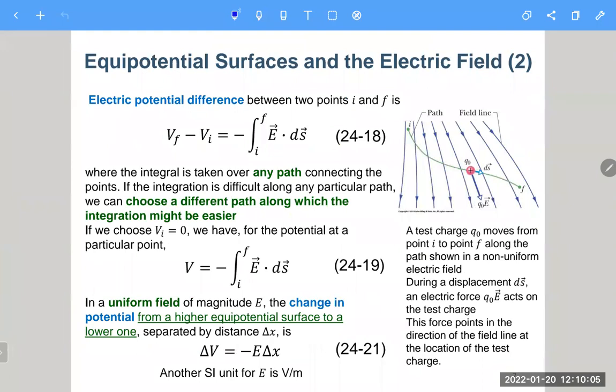Okay, so here comes the mathematical definition. It says the electric potential difference between two points I and F is this one. In this graph, we have the initial point here and the final point here. We can imagine a test charge Q0 moving from I to F along this path in green color. You can also see the E field lines in blue color. The electric potential difference, Vf minus Vi, where Vf is this point and Vi is this point, will be this so-called line integral.